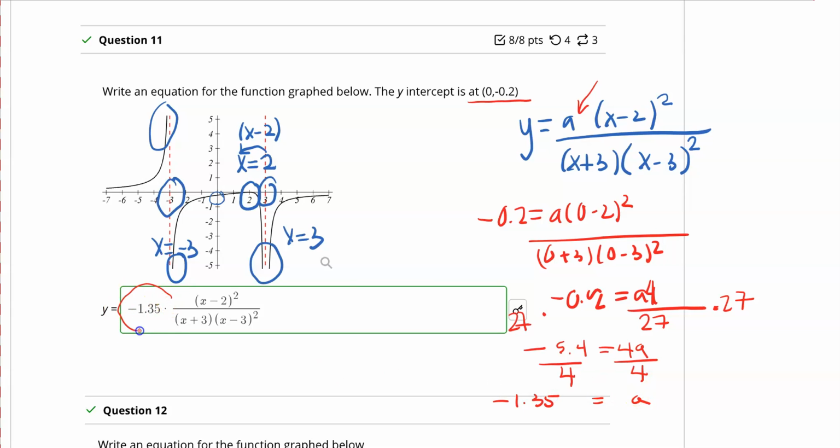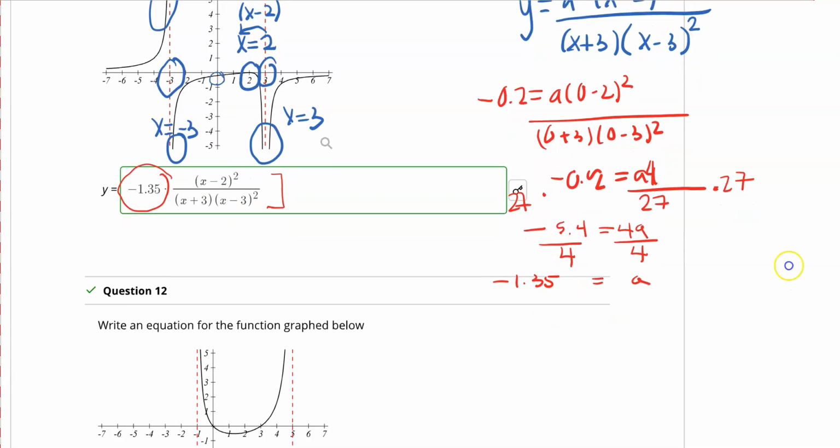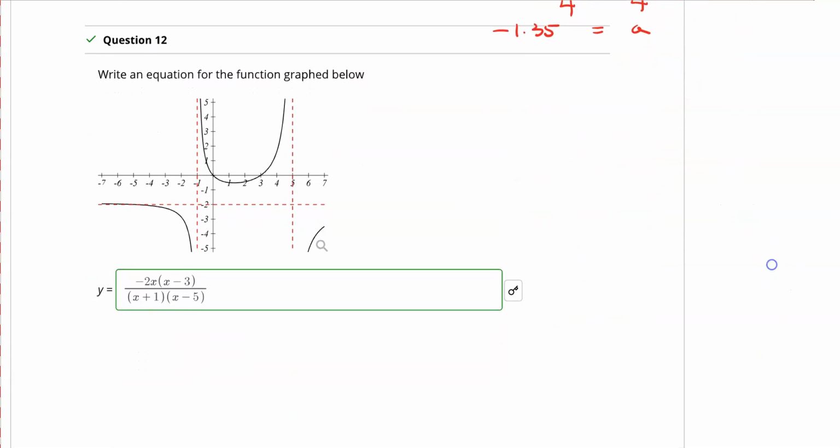And so again, we just plug that in for a, and then we include the rest of the function that we already derived. So hopefully this repetition is helpful, and so let's just go ahead and do number 12, the last one dealing with that. So let's look at this and let's pull our information.